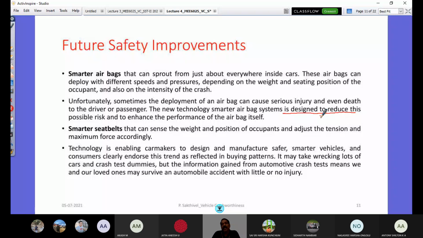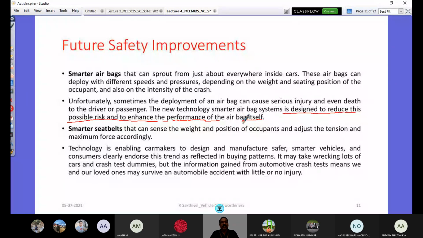So such kind of data, as soon as the driver or occupant is inside the vehicle, should be transferred to the airbag, so that it is ready to act at an appropriate time. That is what is called a smarter airbag. The system is designed to reduce this possible risk and hence enhance the performance of the airbag itself. Just saying airbag is not sufficient. The airbag should be smarter, and there is still research going on in it.